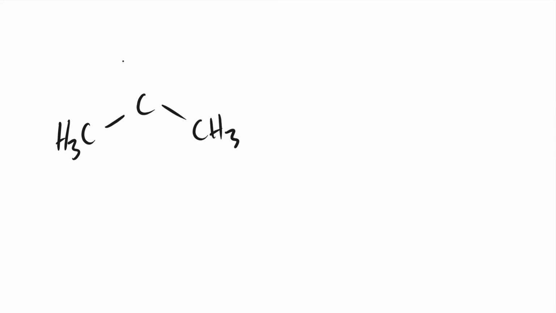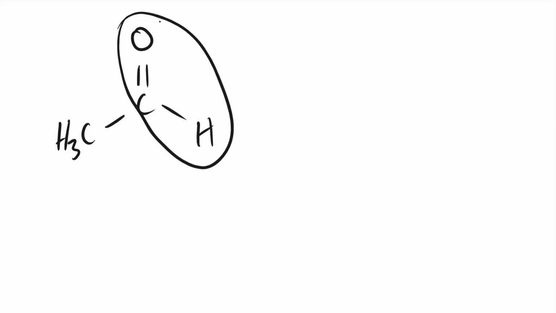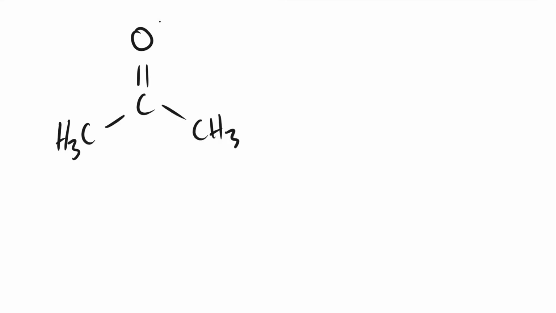I'm going to use the example of propanone, right? This is a ketone. If you want to switch this up to be an aldehyde, we just swap the end carbon chain for a hydrogen to denote this functional group, which is an aldehyde. But I'm going to show them with a ketone in this example.